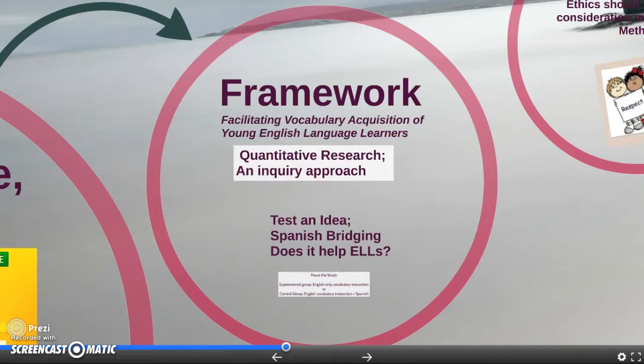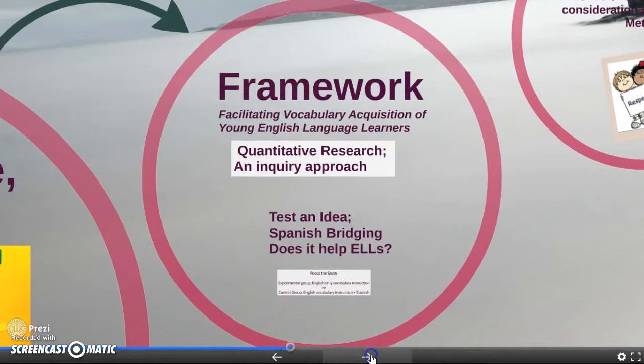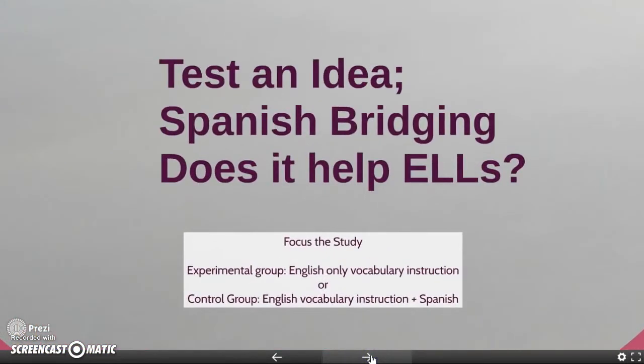That is, it's an inquiry approach useful for describing trends and explaining the relationship among variables found in literature. We are able to look at the relationships between variables and establish cause and effect in a highly controlled circumstance and environment. In this article I reviewed, the researchers conducted a quantitative experiment to learn how Spanish bridging during vocabulary lessons would affect English language learner students.